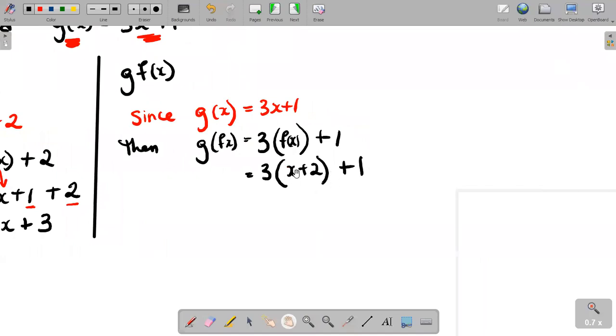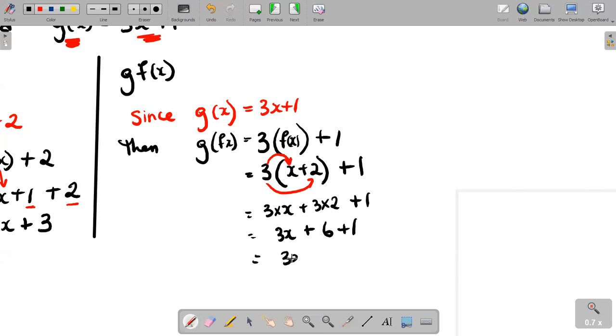Here, you realize it's different because now we have brackets, and brackets mean to multiply. So we go 3 times x plus 3 times 2. And then we put back the plus 1. 3 times x is 3x, plus 3 times 2 is 6, plus 1. Again, I could only add the 6 and 1. So our final answer is 3x plus 7.